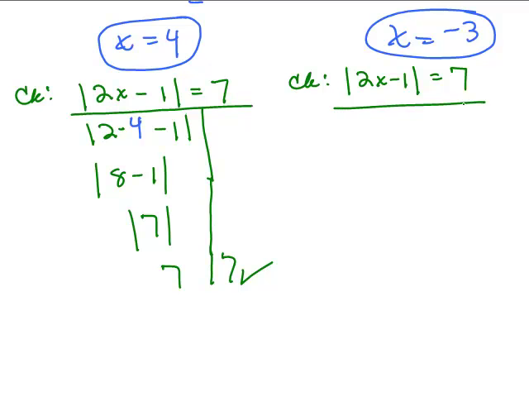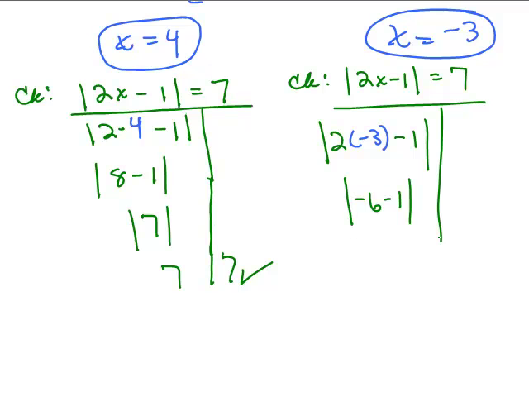And now we're going to do the same thing over here. We're going to plug in negative 3 for x, so that's 2 times negative 3 minus 1, and again, you're going to simplify inside the absolute value. So that's negative 6 minus 1, which is finally the absolute value of negative 7. And then what's the absolute value of negative 7? It's 7, and the right-hand side is 7. So x equals negative 3 is also a solution.